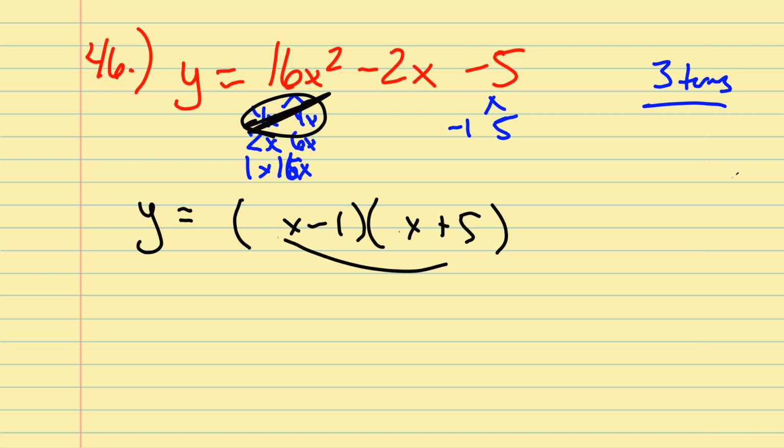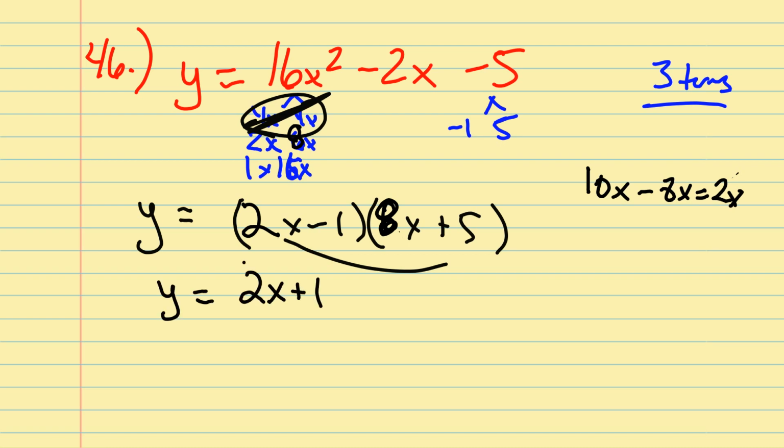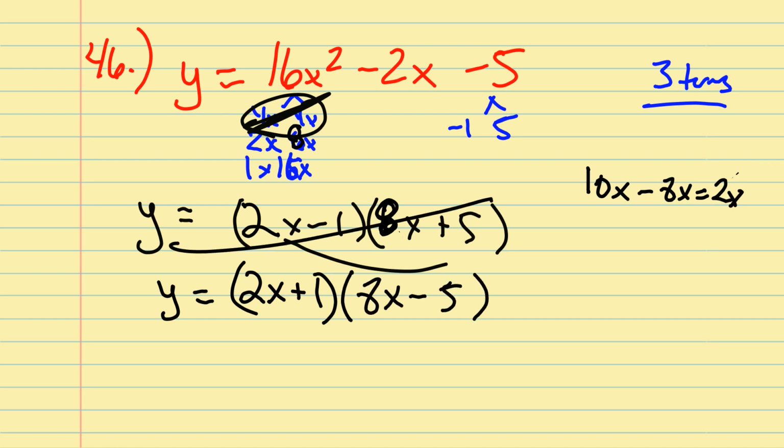So now I'm going to try 2x and 6x. So I'm going to put 2x and 6x. I do the outside. I get 10x. Oh, it should be 8x. The outside is 10x. The inside is minus 8x. Together it's 2x. So all I have to do here is flip these signs. So I'm going to say 2x plus 1, 8x minus 5.